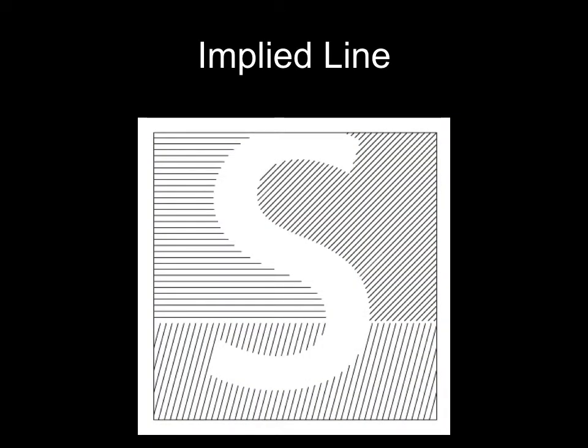The next type of line we're going to talk about is implied lines. Does anyone see a letter inside of this piece? If you said S, you are correct. But there isn't actually a line that makes the letter S. The letter S is made from all the lines stopping at a particular point. This is what implied lines are. Implied lines are lines that our minds pick up on, that aren't really there, but we can see them.